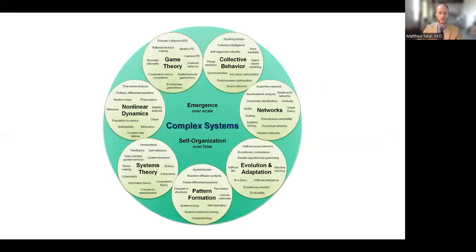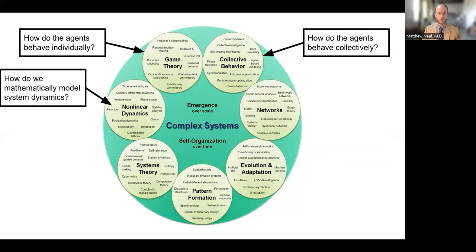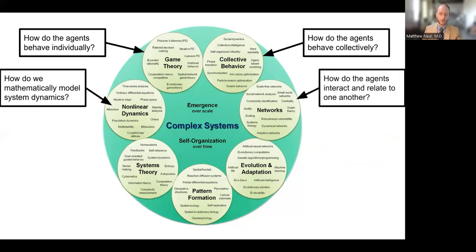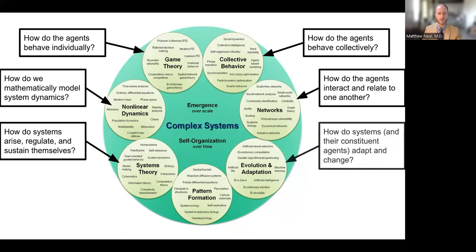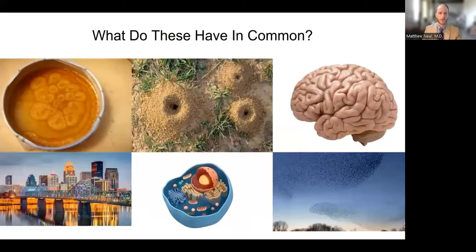So this is a nice infographic. It just shows what the umbrella of complex systems encompasses in terms of other disciplines: game theory, collective behavior, nonlinear dynamics, network theory, systems theory, evolution and adaptation, and pattern formation. All of these things inform complex systems theory.